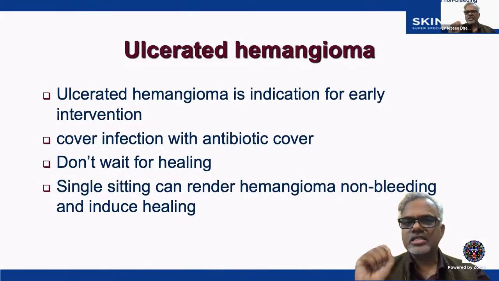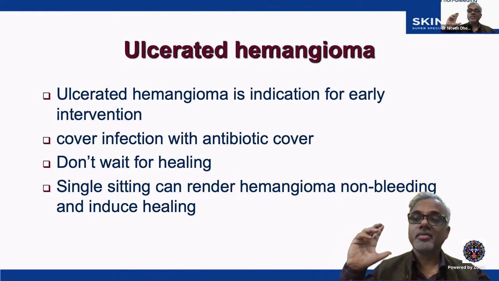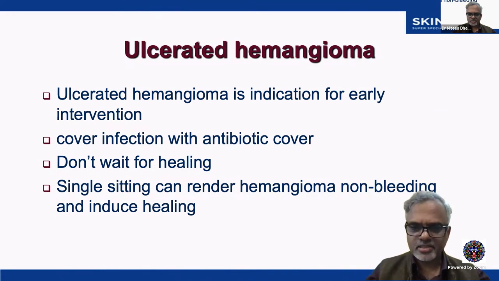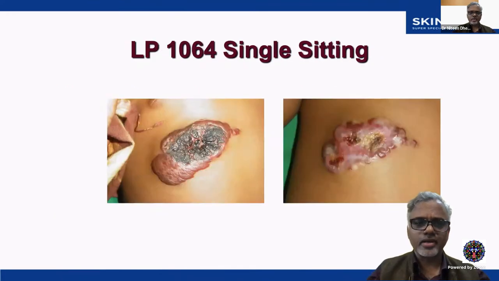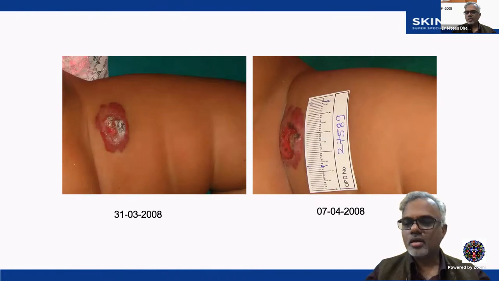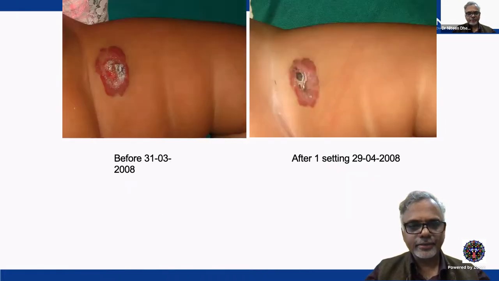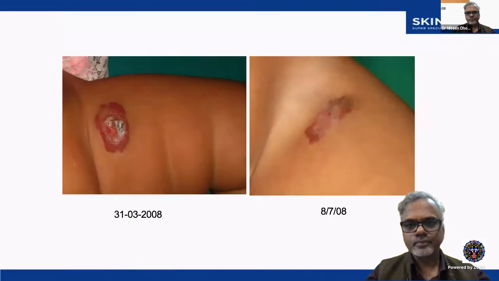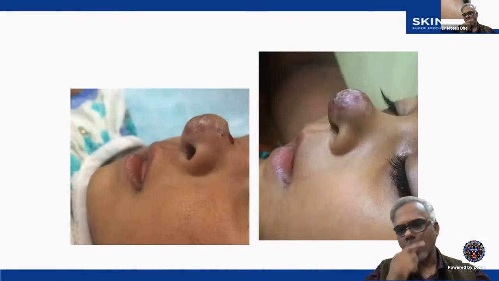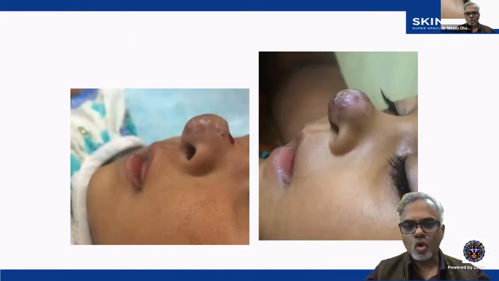The next indication is ulcerated hemangioma. Ulcerated hemangioma will cause bleeding, and laser itself is hemostatic. The hemostatic treatment is laser only, because you block the capillaries below. So just give antibiotics, control the infection, and fire to block the capillaries and the blood supply below. In one treatment, it stops the bleeding. It dries out.